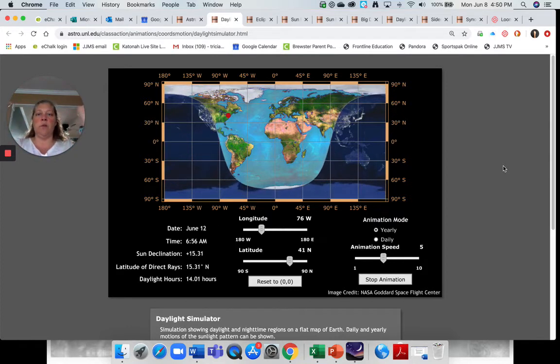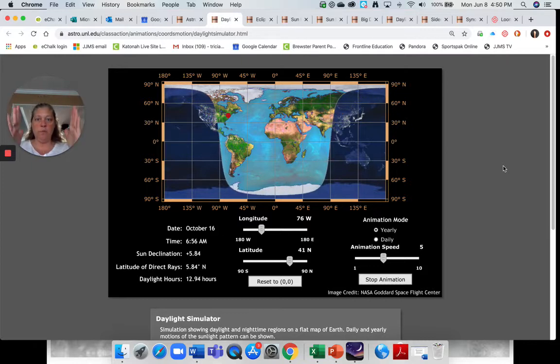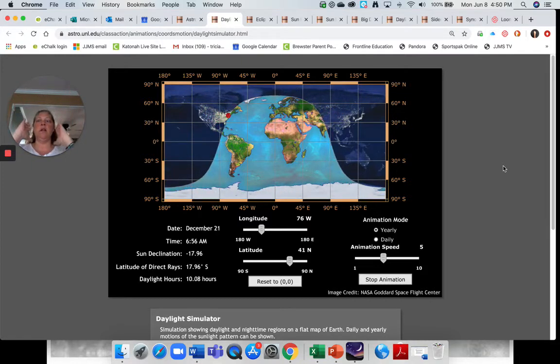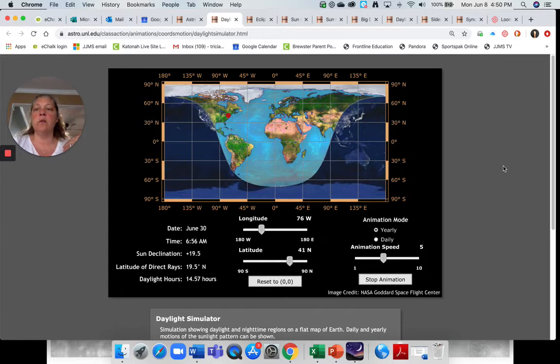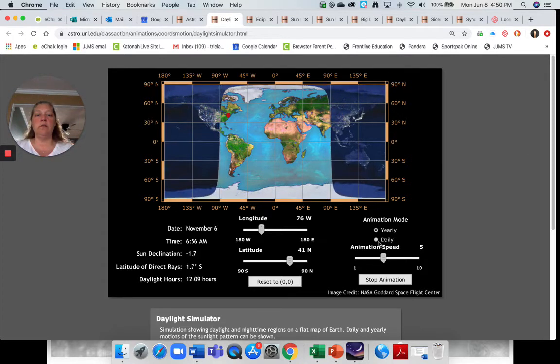So when it's up like that, the North Pole is tilted towards the sun. When it's straight up and down, that's the equinoxes. And when it's tilted, when it's light at the South Pole, that's when it's our winter and the Southern Hemisphere's summer. Okay, I'm going to change this to daily right here.